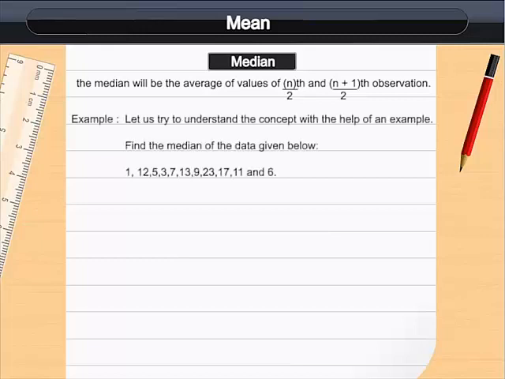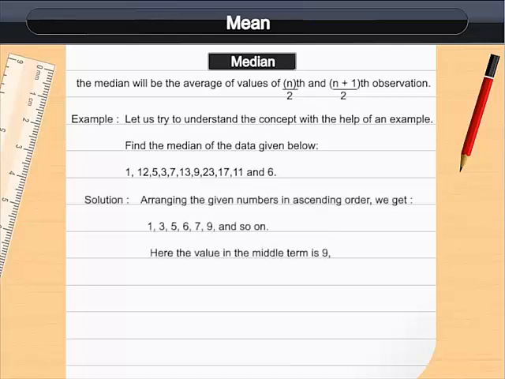Let us try to understand the concept with the help of an example. Find the median of the data given below: 1, 12, 5, 3, 7, 13, 9, 23, 17, 11, and 6. Solution. Arranging the given numbers in ascending order, we get 1, 3, 5, 6, 7, 9, and so on. Here, the value in the middle term is 9. So, the median is equal to 9.